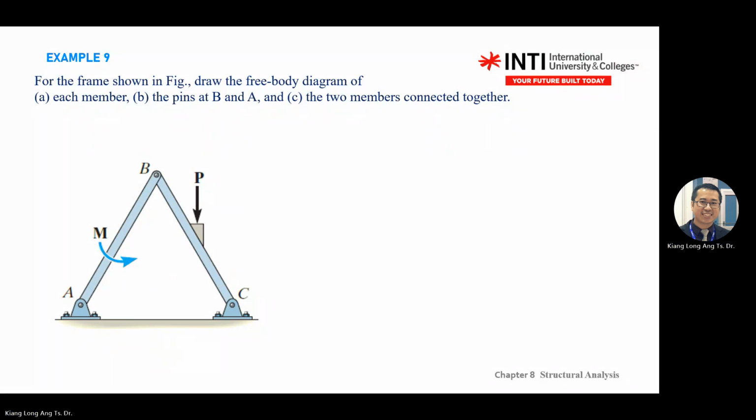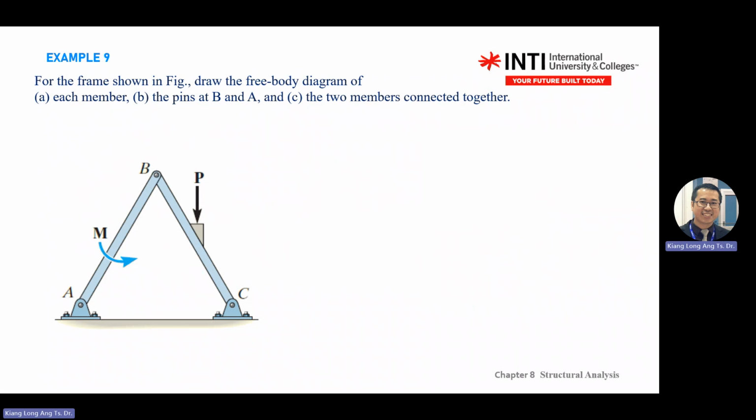So if you look at the question, the diagram, this is a frame, or you can say it's a machine, right? Or you can say it's a truss or something. So in this case, do free body diagram. He asks you to draw a free body diagram for each member, pin at A, B, and the two member connected together. This one.